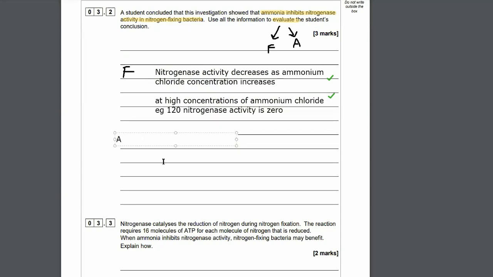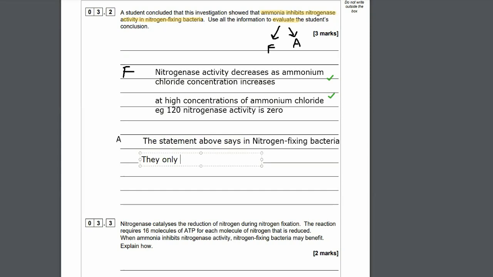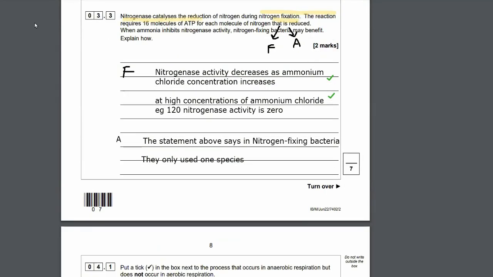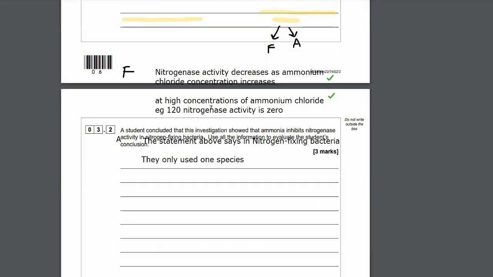Now, let's think of some against points. Normally it's things that they haven't done that's valid in the experiment. Well, the student concluded that ammonia inhibits nitrogenase. Notice the student has said the word ammonia. What did they use in the experiment? They used ammonium chloride. Ammonium chloride and ammonia are not the same thing, so that's not true.